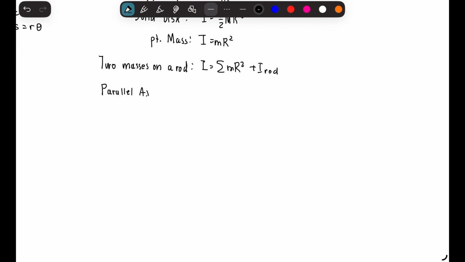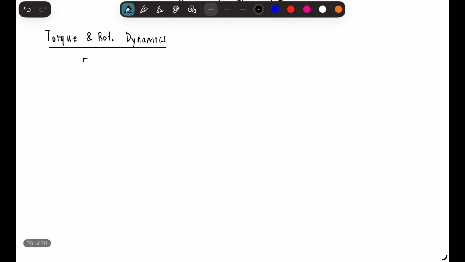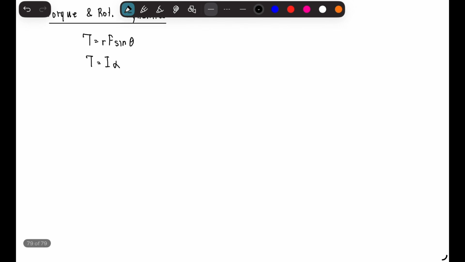Now for the parallel axis theorem, I is equal to inertia of the center of mass plus mass times distance squared. Now, for torque and rotational dynamics, we have torque is equal to RF sine of theta. Torque is equal to moment of inertia times angular acceleration. Torque is equal to tension times R for a pulley.